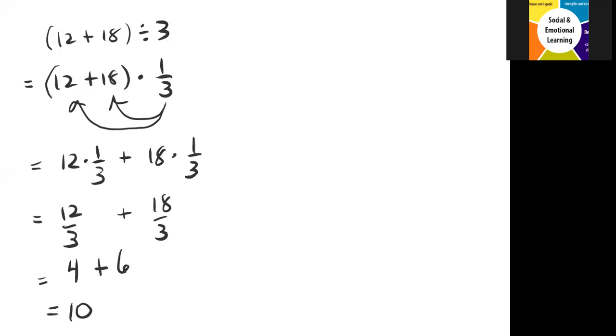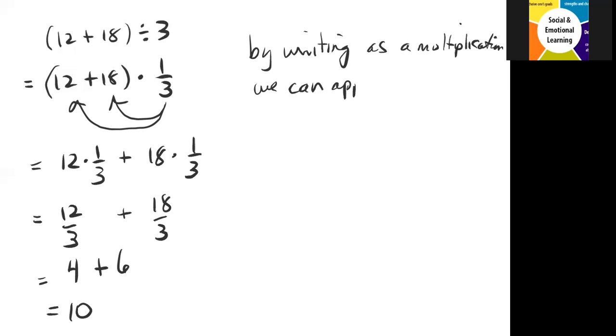So by writing it as a multiplication, we can use the distributive property. We can apply the distributive property. So that's a big idea, because we've just extended that distributive property to division.